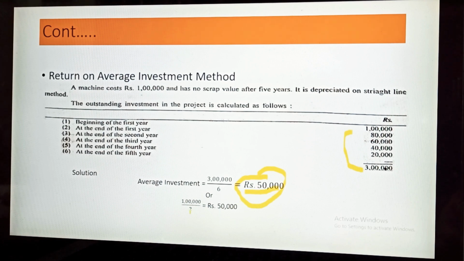Or another method is there, as I have told, I think somewhere I have not written here, but for calculating average investment, you have to take machine cost divided by 2. So machine cost is 1 lakh rupees divided by 2, so again you will get 50,000 rupees. So this is the third method of return on investment method. Go to the next one.